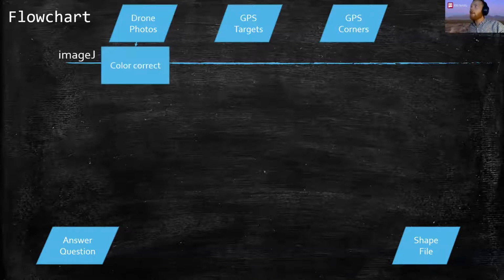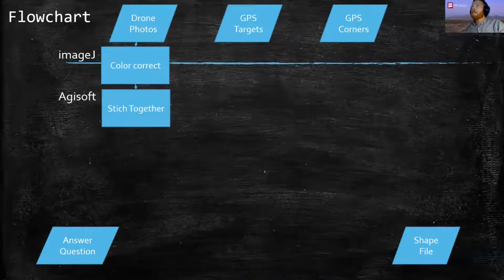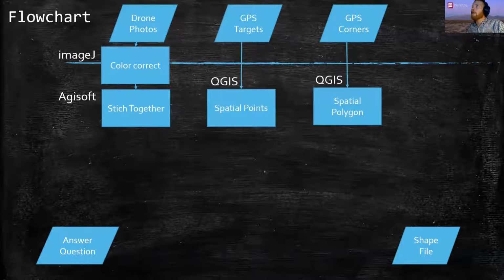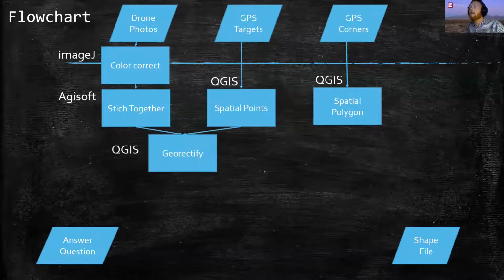So step one, we color correct the photos so that they look even, and I'll show you a little bit more in detail all of this. Then we will stitch together the photos. Then we'll take the GPS points that we got and turn them into spatial points and polygons, little bounding boxes around our fields. Then we will make sure that the images that we took are stretched on a globe properly with georectification.